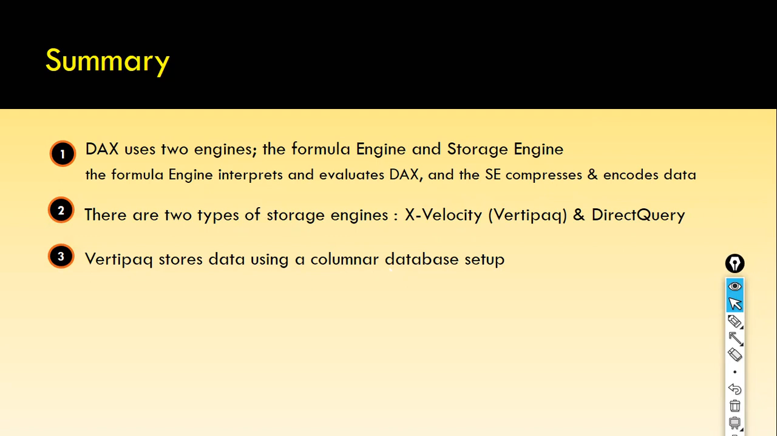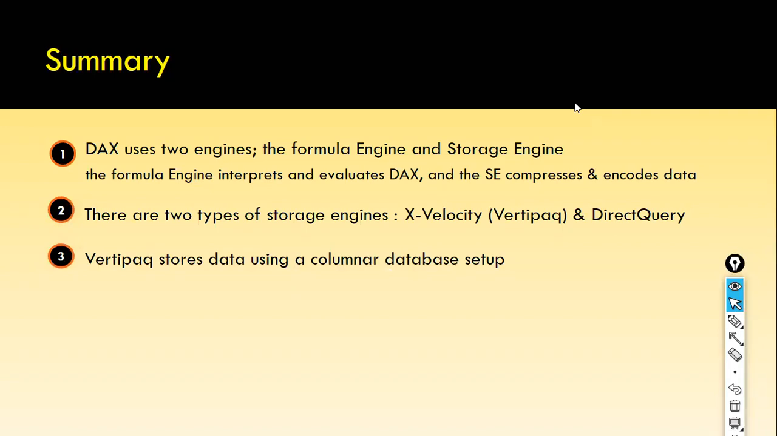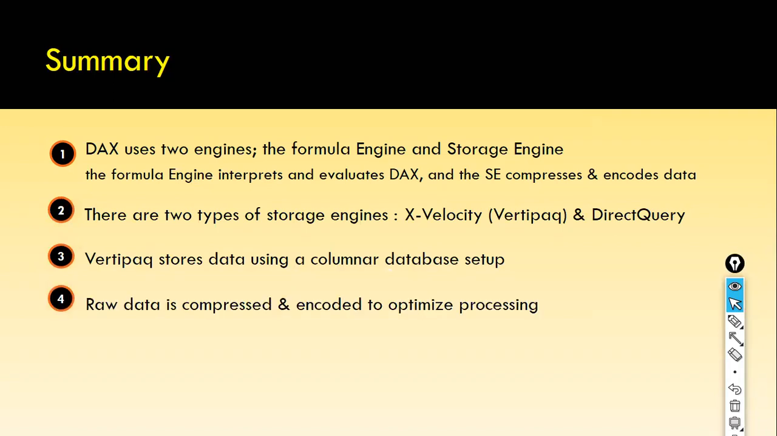Next one is the Vertipack stores data using a columnar database setup. Data is stored in individual columns. Instead of using the row store, each column is stored separately. And then the raw data is compressed and encoded to optimize processing. So you should be knowing the DAX engine's functionality. How does this DAX engine work, right? There are two components, the formula engine and storage engine. Within the storage engine, you have something called X-Velocity and direct query. That's all. So this wraps up the X-Velocity engine.